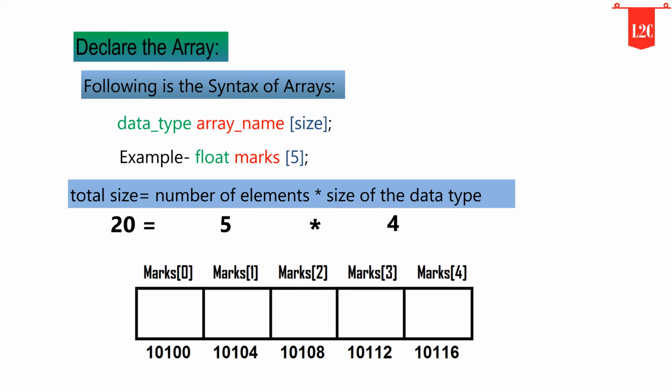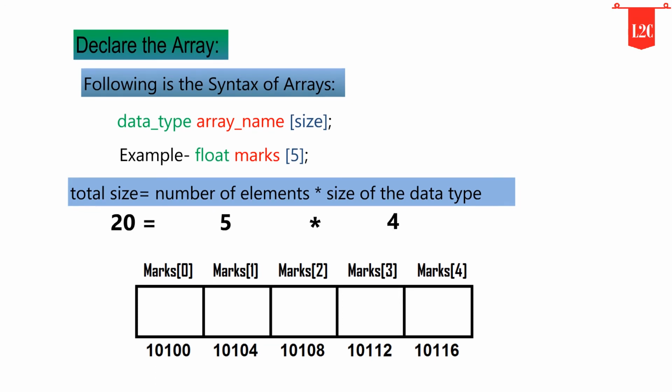This is the memory representation of an array. All the array elements occupy contiguous space in memory. There is a difference of 4 bytes among the addresses of subsequent neighbors. This is because this array is of float type, and float holds 4 bytes of memory.